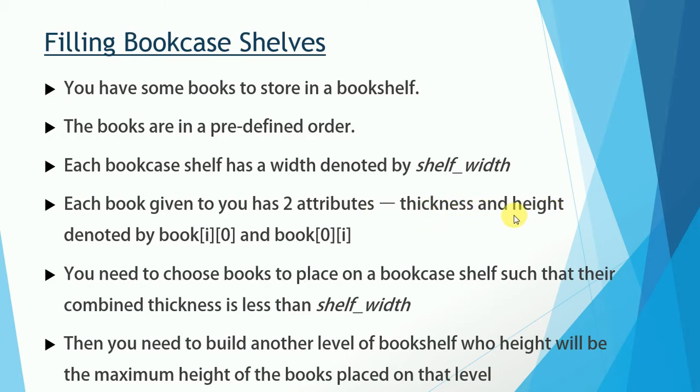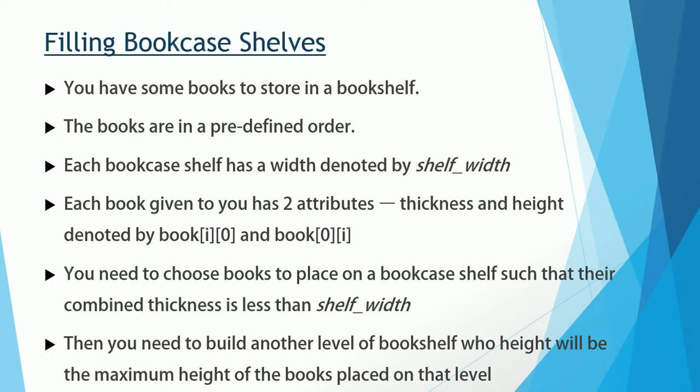You need to choose books to place on a bookcase shelf or a rack such that their combined thickness is less than or equal to the variable shelf_width. So let's say if you've got 3 books and the shelf_width is 3, the thickness of book number 1 is 1, the thickness of book number 2 is 2, and the thickness of book number 3 is also 2. Only you can place the first 2 books in the bookshelf because the combined thickness of the first 2 books is going to be equivalent to 3. You can't store the third book because that is going to exceed the width.